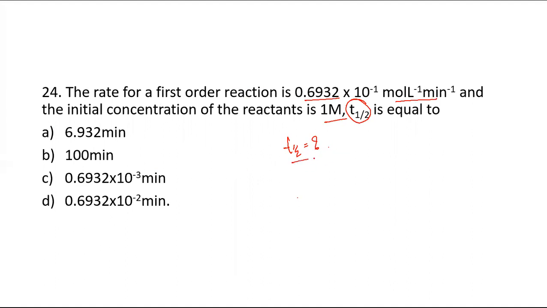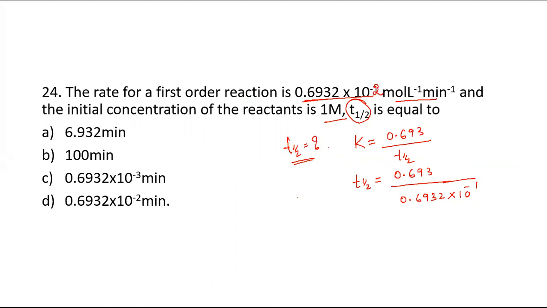Don't get confused. Here it is not the rate constant, we use the half-life formula. Okay, K is equal to 0.693 divided by T half. This is the formula. So we need to find out T half. Therefore T half is equal to 0.693 divided by whatever value they have given, that I am going to write here, that is 0.6932 into 10 to the power of minus 1. Okay, so whatever value they have given, that I am going to write first. Sorry, so this should be 10 to the power of minus 2. Sorry, this is a printing mistake. 10 to the power of minus 2 is there. Okay, this is minus 2, correct.